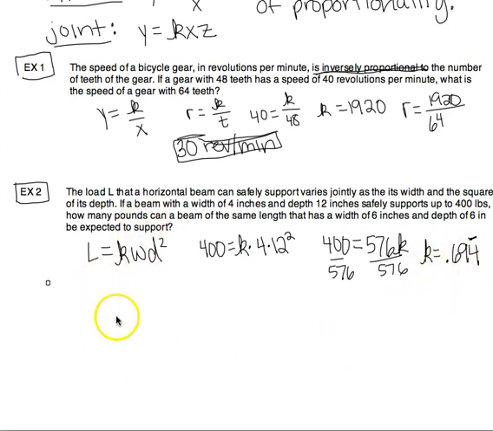Now we need to figure out how many pounds the beam of the same length can support. So the length is what's staying constant because that wasn't even in our formula at all. But now width is 6 and depth is 6. So L is what we're trying to find. We now know K. And if it's easier for you, like if you just aren't good with the second answer button, you could leave it as 400 over 576 or the reduced equivalent. If you leave it as a fraction, that would work as well.